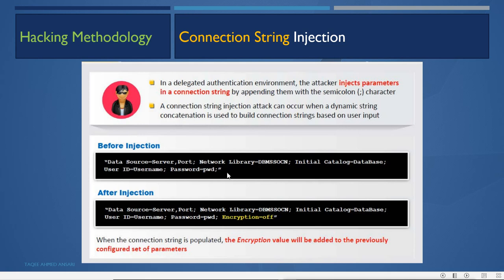After injection, what will the attacker do? It will add extra information into that query. All these things are separated by semicolons, so the attacker puts one more semicolon at the end and says encryption is off. Now what does that mean? The encryption will be off. So when the connection string is populated, the encryption value will be added to the previously configured set of parameters, that is 0. It will be off and all the communication will happen as plain text.